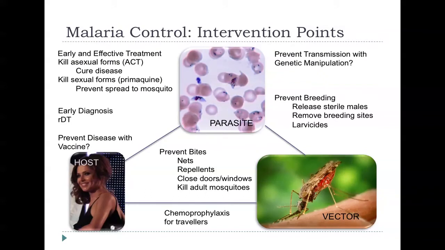So where are we going to intervene if we're trying to stop malaria from spreading? This just summarises the whole picture. We're going to go through some of these points in more detail now, but just to give you the big picture, we've got the parasite, the vector, and the host. And what can we do? How can we intervene? So let's look at some of these issues in more detail.